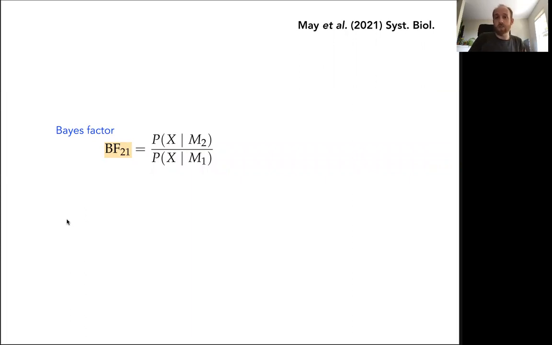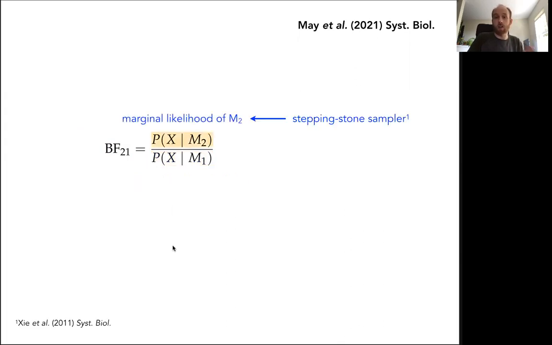So we use Bayes factors, which are a ratio of marginal likelihoods. If this number is larger than 1, it means support for model 2. If it's small, it means support for model 1, given a particular data set X. So the marginal likelihood of a model is the average probability of that data set under that model. So you calculate that for one model and you calculate it for another model using an algorithm like the stepping stone sampler or some other special algorithm for calculating marginal likelihoods, plugging it into this equation and getting a Bayes factor.